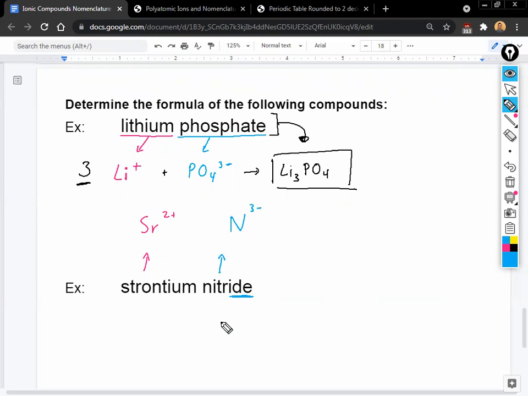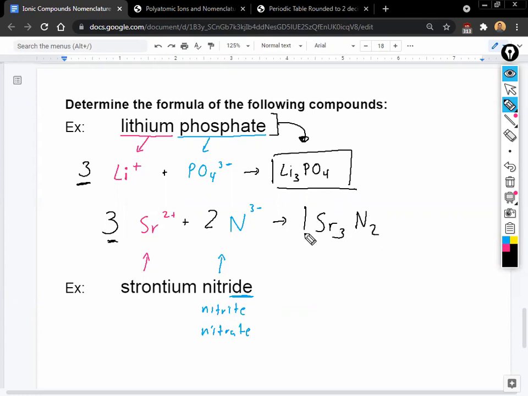Okay, so I wanted to bring this one up because it is a little bit tricky, because there is nitrite and nitrate. But if it's nitride, it's talking about regular nitrogen, just one element, okay? All right, so we need to balance it out. If you balance it out correctly, you would have gotten a 3 and a 2. You need 3 strontium ions and 2 nitride ions. And so if you put them together, you have Sr3 because you use 3 of these. And then we would do N2.